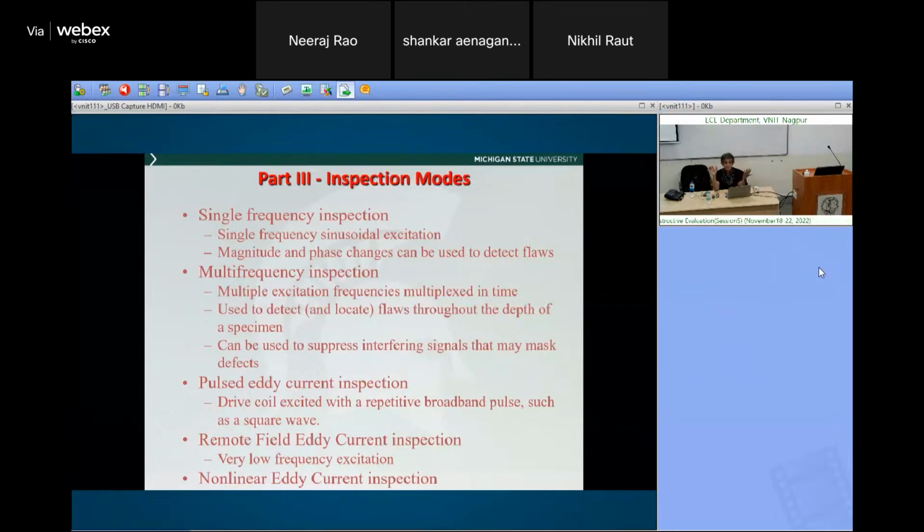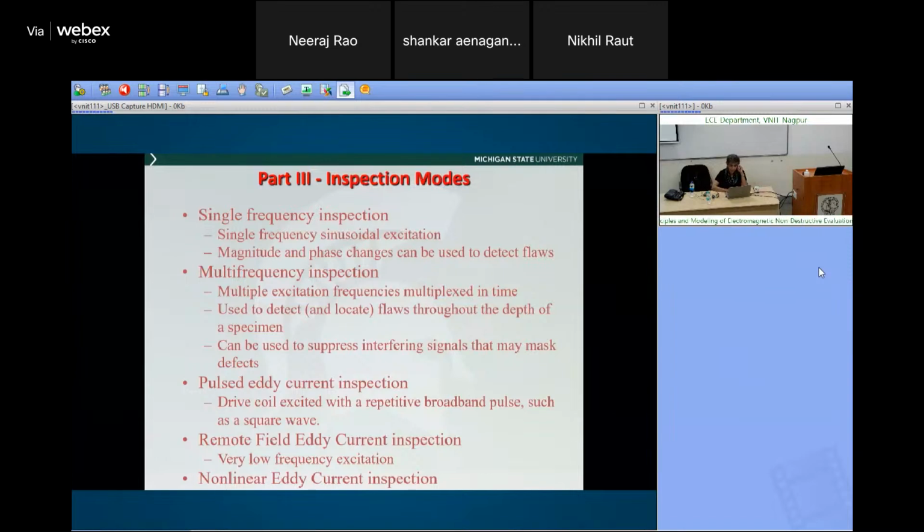So if there is a defect, the transformation parameters are tuned to the support signal. So when they subtract it out, the support signal will go off, but the defects will be left. And then you know that there is a defect. So that's what they use for multi-frequency inspection.